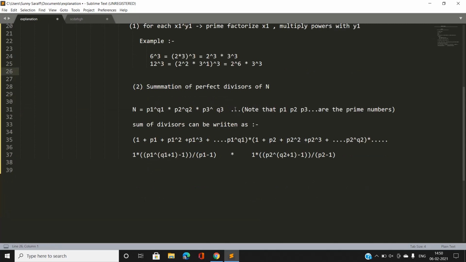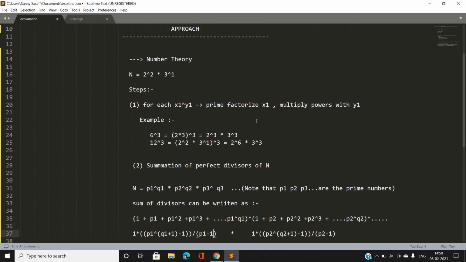So our answer would be this sum, that is 1 plus p1 plus p1 square up to p1 power q1, into 1 plus p2 plus p2 square plus p2 power 3 up to p2 power q2, and if there are more terms I am going to extend this multiplication. So how are we going to code this in the most efficient way? Let's move on to our code.